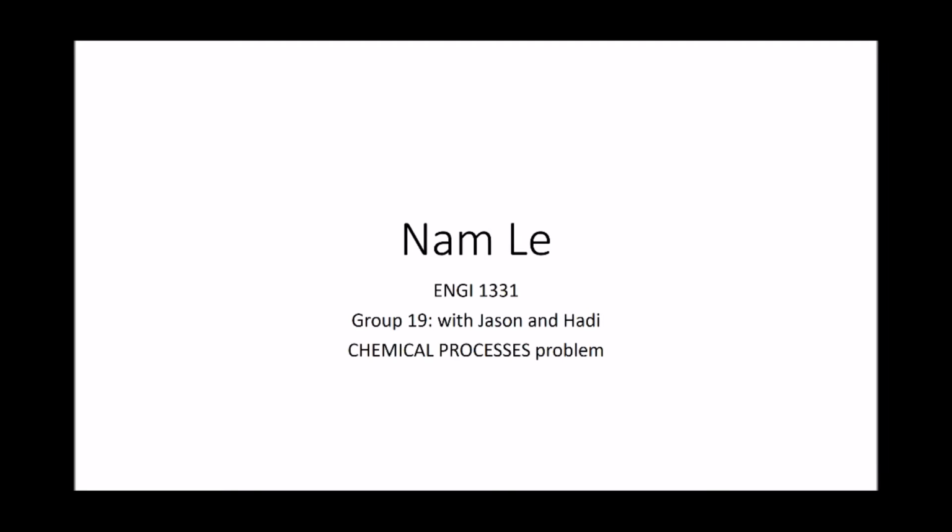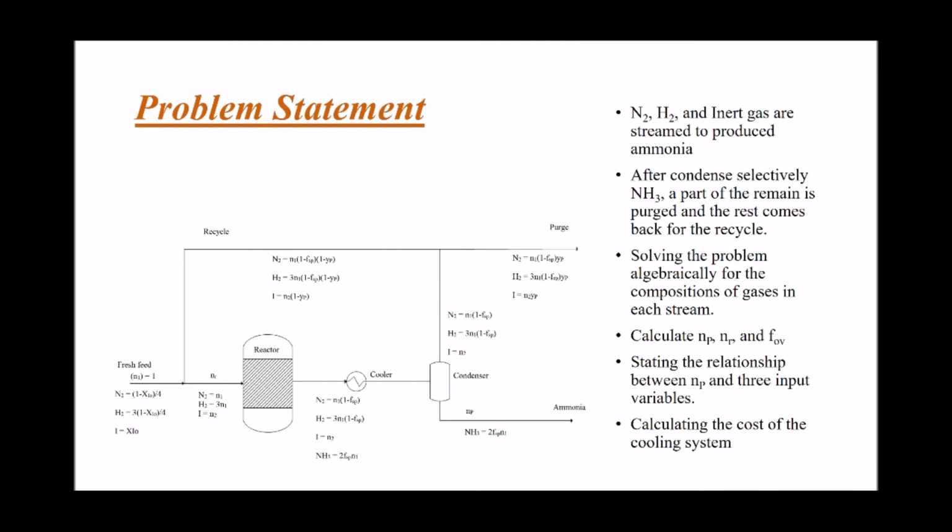The first thing I wanted to talk about is the problem statement. Nitrogen, hydrogen, and inert gas are streamed to produce ammonia. After the ammonia is selectively condensed, a part of the remainder is purged over here on the right, and then the rest comes back to the recycle and back to the fresh feed.